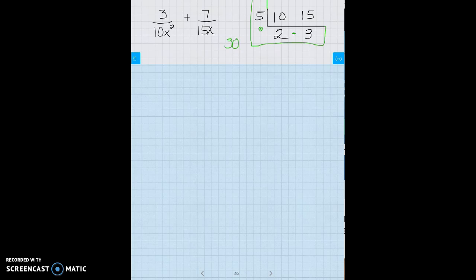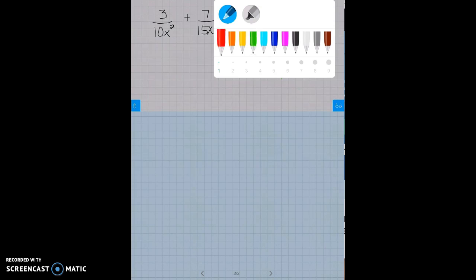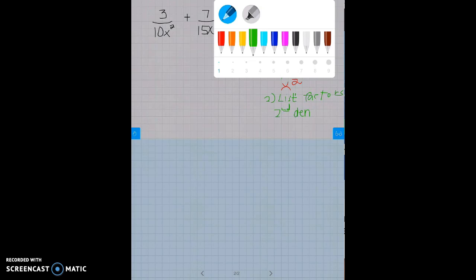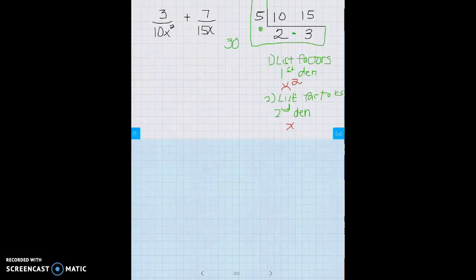And now let's look at the variables. There are some steps we can take for the variables. What we want to do is list the factors of the first denominator. Don't worry about the number part because we already have that. We see an x squared in our first denominator. And then we will list the factors of our second denominator. In this case, we just have an x, because we already took care of the number part.